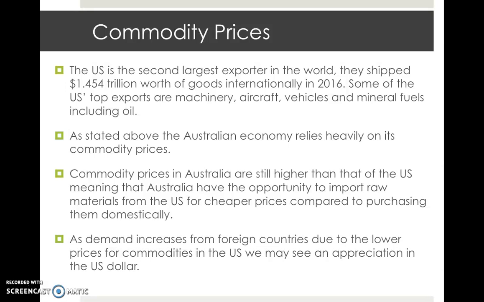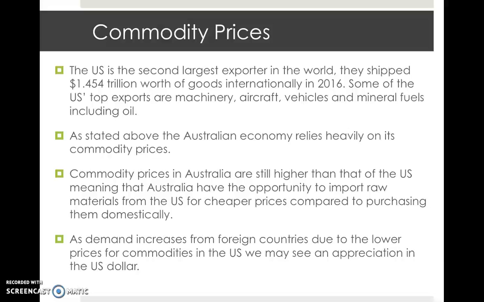If the prices of US commodities continue to drop, we will see a depreciation in the US dollar against the Australian dollar because the US needs these raw materials to build their vehicles and machinery, which account for a vast majority of their exports. As stated above, the Australian economy relies heavily on its commodity prices. According to an ABC News article written by Michael Jander, during September 2017, Australia has seen their commodity prices drop, including a 10% fall in iron ore spot prices.